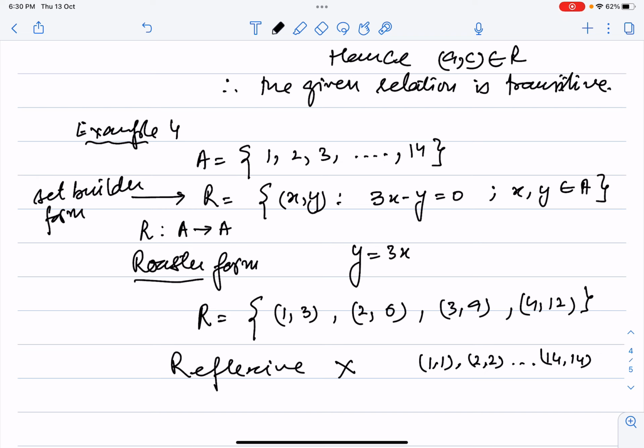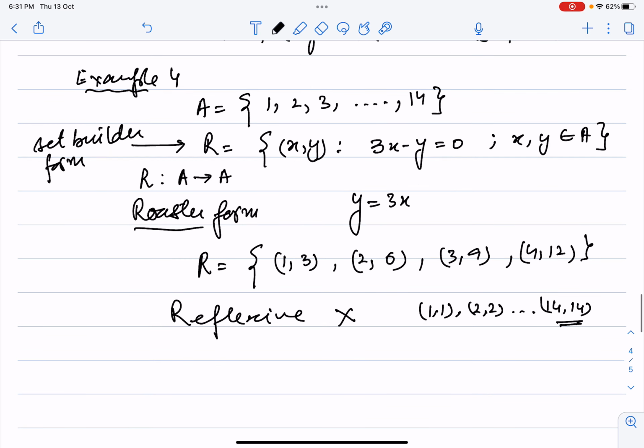Even if these are there, and suppose I say (14, 14) is not there, then again it is not a reflexive relation. All the ordered pairs should have the first element same as the second element, and all the elements of A should be there. So it is not a reflexive relation. Is it symmetric?